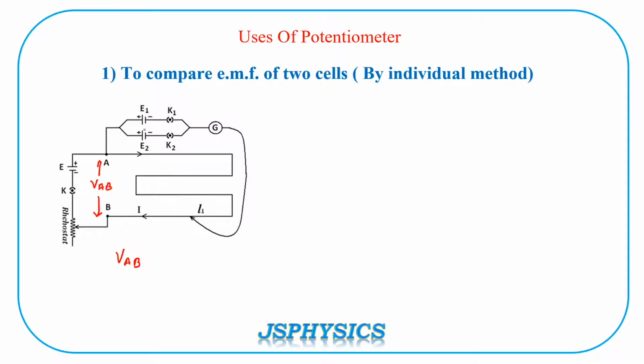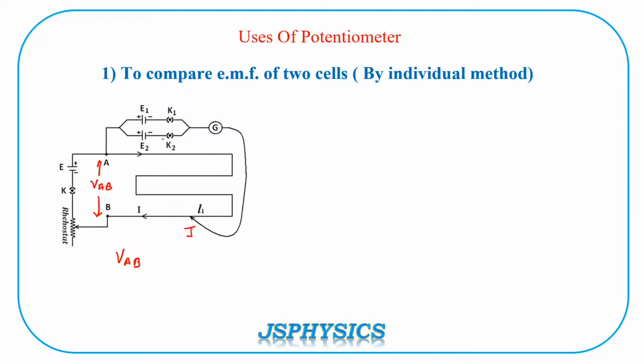Here we can see 2 cells whose EMF we want to compare will be connected at terminal A. That means the positive of battery, cell E1 and E2, all the 3 are connected to terminal A of the potentiometer wire. So terminal A will be at a higher voltage than that of terminal B. The negative of both the cells are connected to plug keys and that finally is connected to galvanometer, which in turn is connected to jockey. The jockey we can tap on the potentiometer wire to get the null deflection in the galvanometer. Now, as you go from A to B, the potential keeps on decreasing.